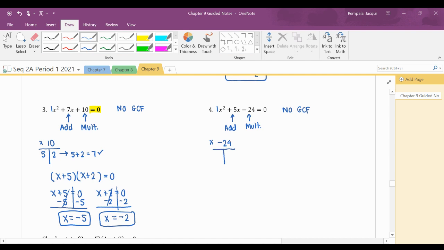So if I want to multiply to a negative, one number is positive and one number is negative. There's quite a few numbers that multiply to 24. One of them is 6 and 4. So if I make the 6 positive and the 4 negative, there's my -24 when I multiply. Notice though, when I add these two numbers, it gives me 2.